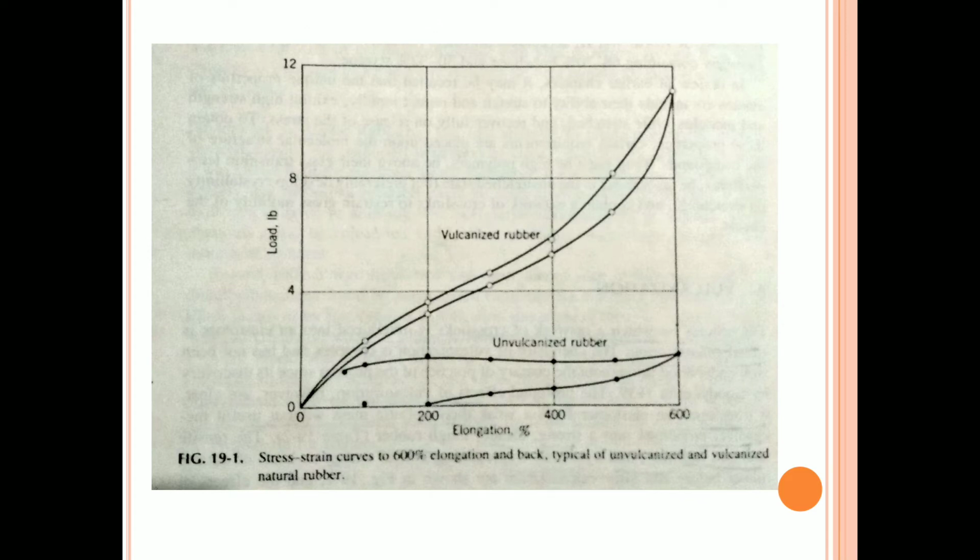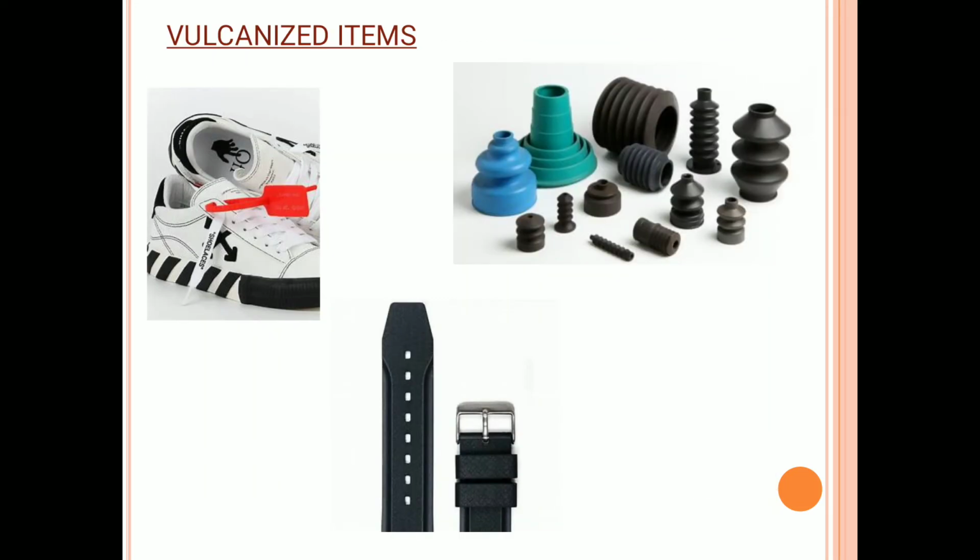In this figure we can see the stress strain curve to 600% elongation and back, typical of unvulcanized and vulcanized natural rubber. We can see that vulcanized rubber is more elongated than unvulcanized rubber. It shows that vulcanized rubber has better physical properties, or greater elongation, than unvulcanized rubber. These are some of the items that are vulcanized.